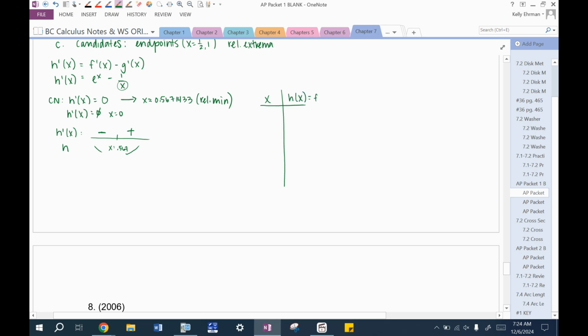So h of x, remember, is f of x minus g of x. Actually, let's go ahead and write down e to the x minus natural log of x. All right, so our candidates, and 0, by the way, is out of our range, right? We're only looking from 0.5 to 1, so that's why this didn't even really factor in. So the endpoints are 1/2, I have this 0.5671433, and then I'm also going to plug in 1.